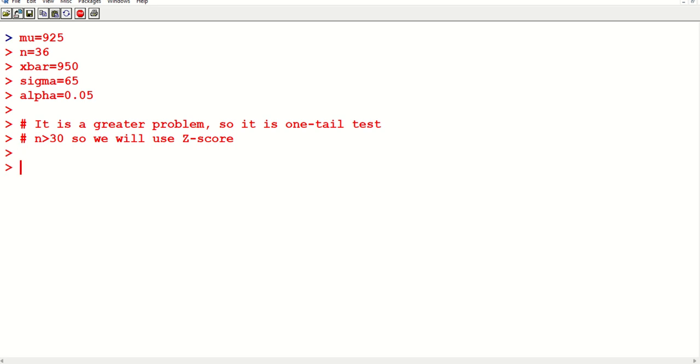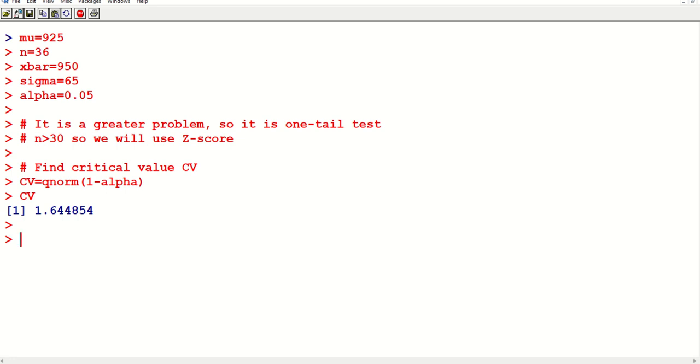The first thing we calculate here is to find the critical value, and we type the critical value as CV. What is the formula? It is qnorm of 1 minus alpha, not divided by 2. Why? Because it is a one tail test. If you find the value of CV, this is the value of CV.